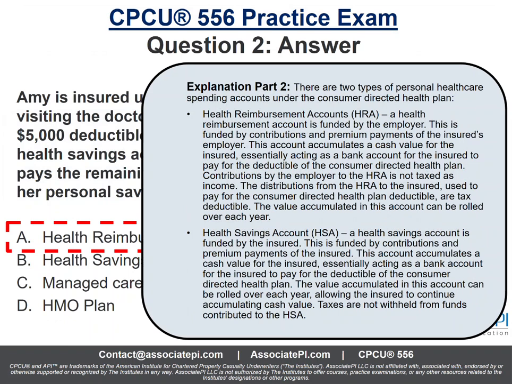So as you can see, there's 2 different types of personal healthcare spending accounts under the consumer-directed health plan. So you have to know that. So you have to pick up from the question that it's talking about a consumer-directed health plan. So you have to know that there's the HRA and HSA. In this case, it's talking about the HRA. So you can read the definition of HRA here and the definition of HSA as well to know that this is indeed an HRA.